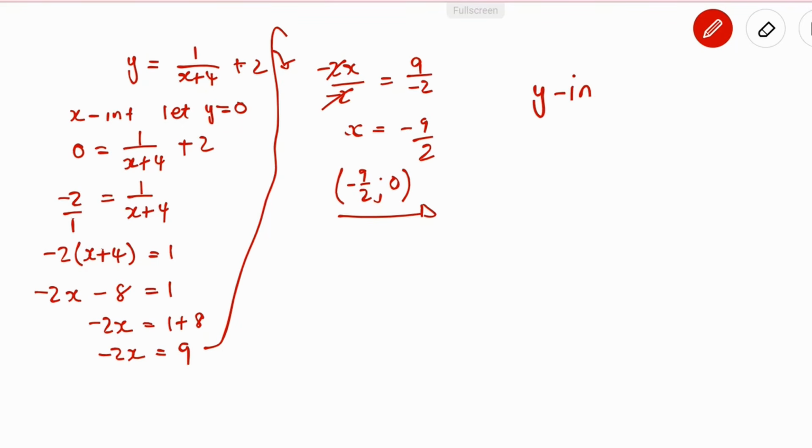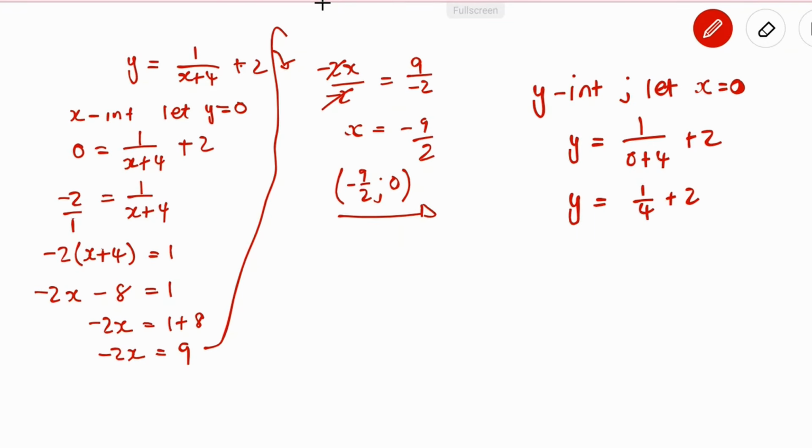So for the y-intercept, we know that we need to let x equal 0. So if we let x equal 0, wherever we see x, we substitute 0. So y equals 1 over 0, because that's where x is, plus 4, plus 2. Then we solve this. So y equals 1 over 4, plus 2. If you punch this into your calculator, you get 9 over 4. So our coordinate is going to be 0 and 9 over 4.